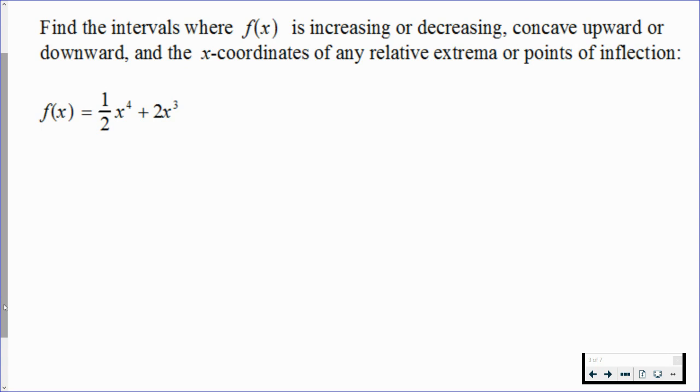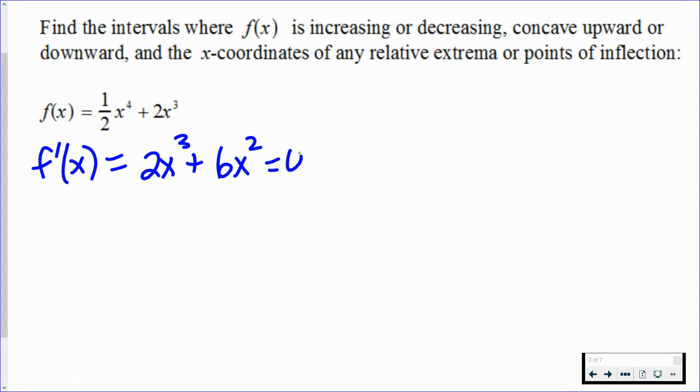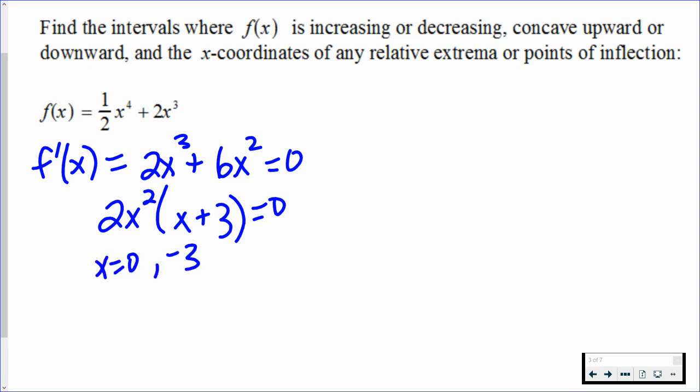We want to see where all of these things are happening. So let's start with increasing, decreasing, and relative extrema, because that's what we're looking at when we look at the first derivative. So let's take that derivative. 4 times 1/2 gives us 2, so we have 2x cubed plus 3 times 2 gives us 6x squared. Set equal to 0 to find those critical numbers. We could take out a 2x squared, and that leaves x plus 3. So now we have x equals 0 and x equals negative 3 as our critical numbers.